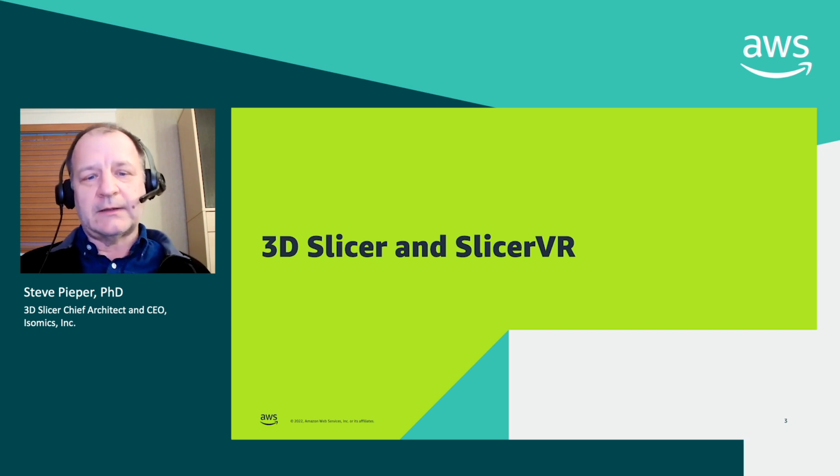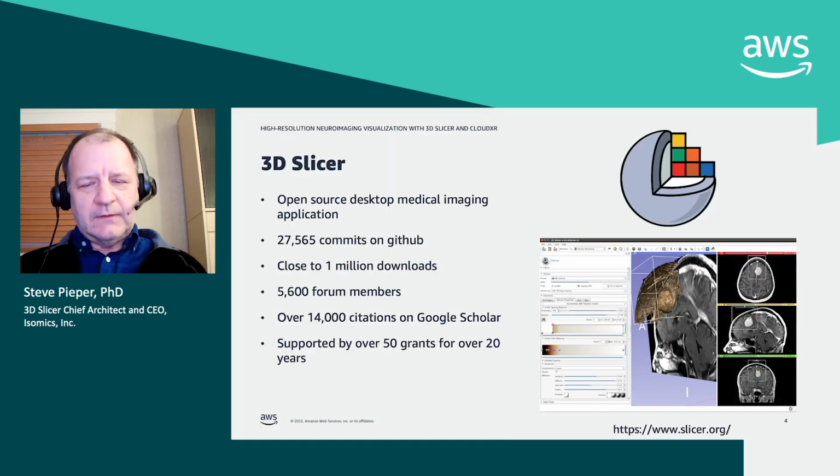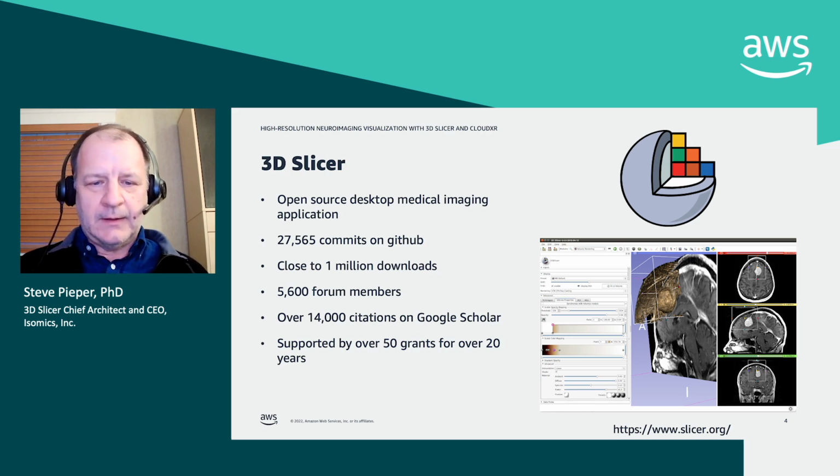So 3D Slicer itself is an open source medical imaging application. It's been available for many, many years. It's now coming close to release of version 5. It's got quite a long history of edits and refinement, so it's a pretty sophisticated application by now. It's been downloaded all over the world almost 1 million times, very active forum, lots of people doing research and contribution and development, and it's been supported by the NIH and other funding agencies for quite some time.